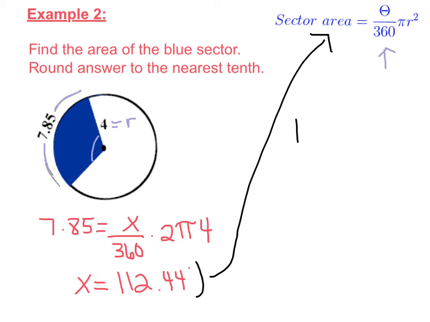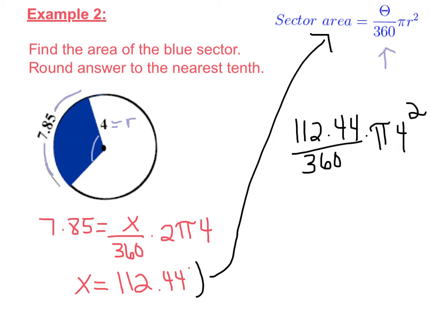So we have 112.44 over 360 times pi 4 squared. So our area will equal, round to the nearest tenth, 15.7.